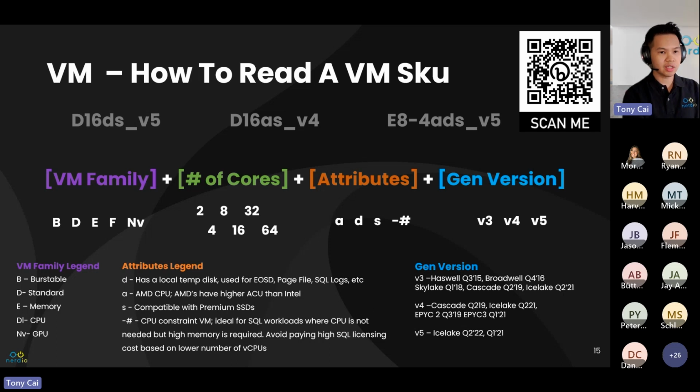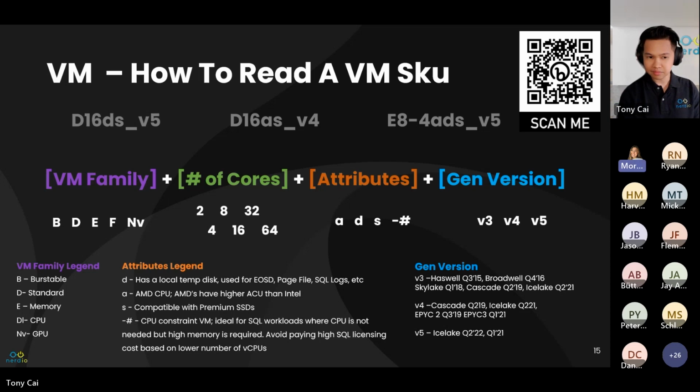So if you look at that example in the top right corner, E8-4 ADS v5, that tells me that it's an 8-core 64 gig of RAM... well, it's a 4-core 64 gig of RAM machine that's AMD with a temp disk and a premium storage capability. That's what that tells me. It's got an E8. Yep.